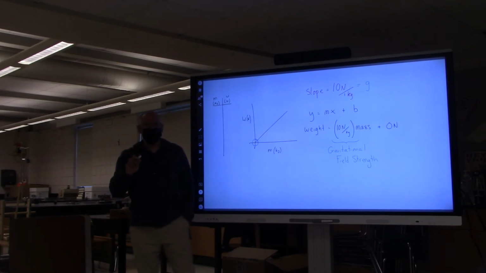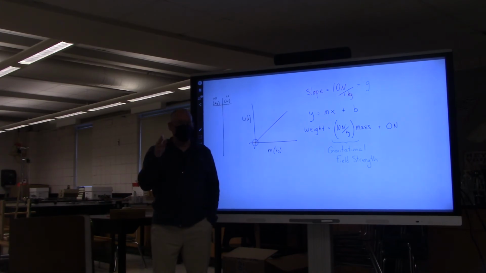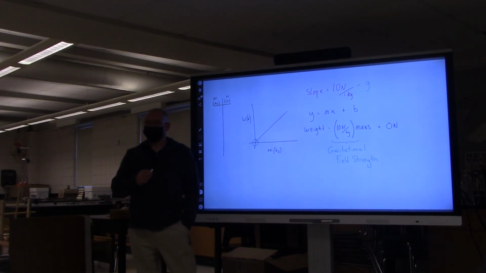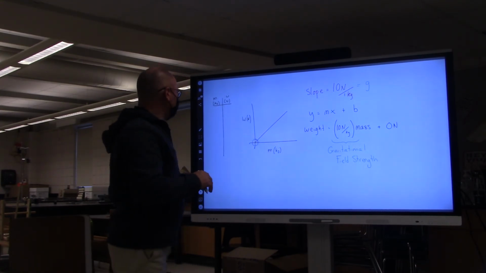Functionally, what you need to be able to do is look at a problem, figure out what the mass of the object is, and then figure out how much it weighs. Is that cool? Yeah. All right.